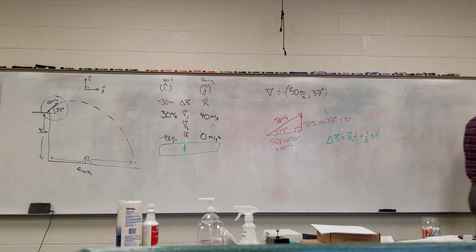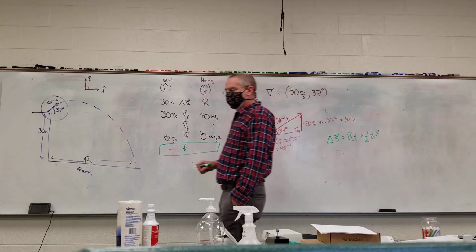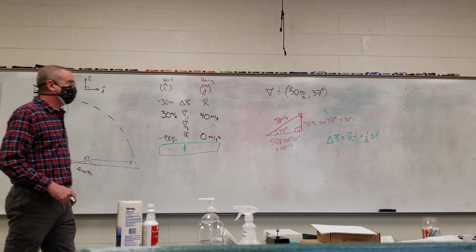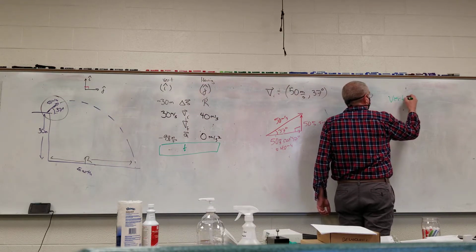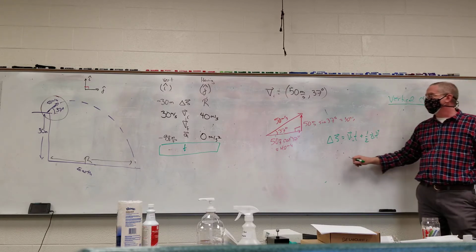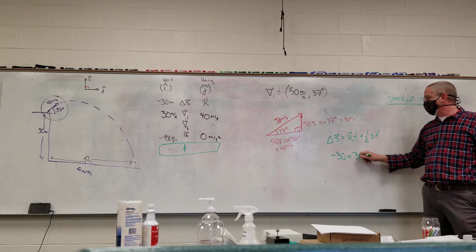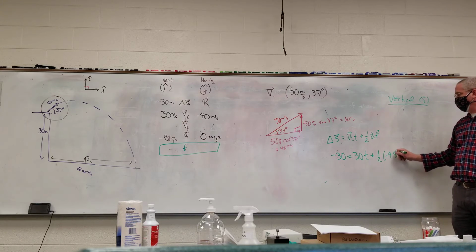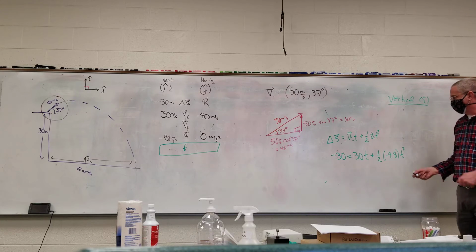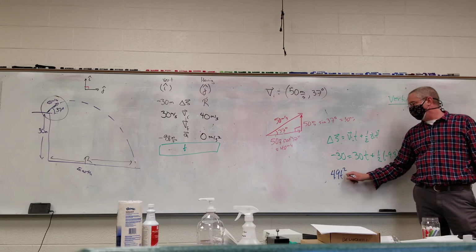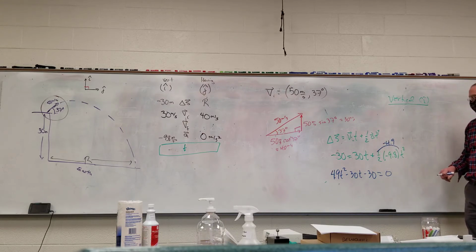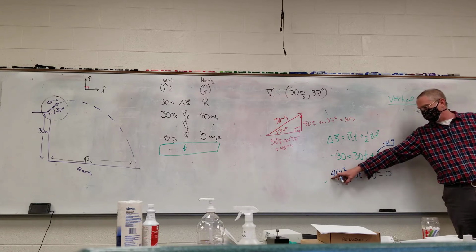Yeah, that's the one. The biggest mistake I see students make at this point is they suddenly start mixing and matching. I'm plugging in the vertical information into it or the horizontal. I am not plugging in both of them. I'm not plugging in the initial 50. My vertical, my i hat equation. So I have negative 30 equals 30t plus 1/2 negative 9.8 t squared. So 4.9t squared minus 30t minus 30 equals 0. So basically that's 4.9 right there, negative 4.9, and then I flip the 30t to the left hand side, so the signs change.